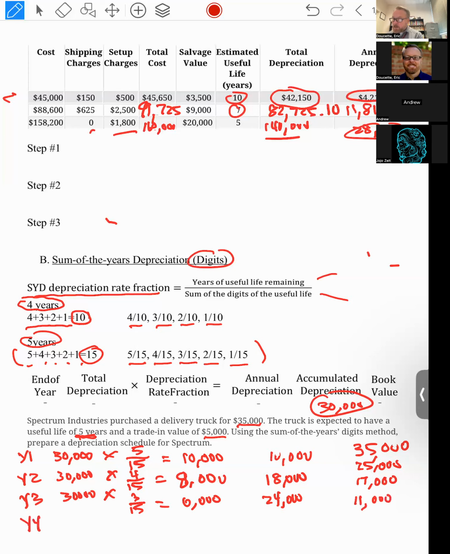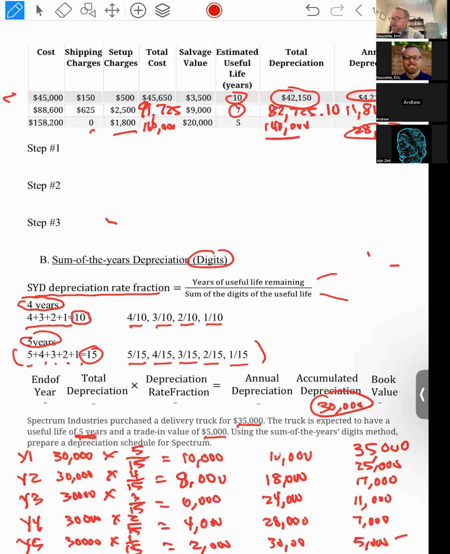And then I do year four. Again, 30,000 times 2/15 equals 4,000. That comes out to 28,000 total depreciation. I minus the 4,000 from the 11,000. That gives me 7,000. And then I do year five, 30,000 times 1/15 equals 2,000. And that gives me 30,000 here. And that gives me 5,000 here, which is my salvage value.